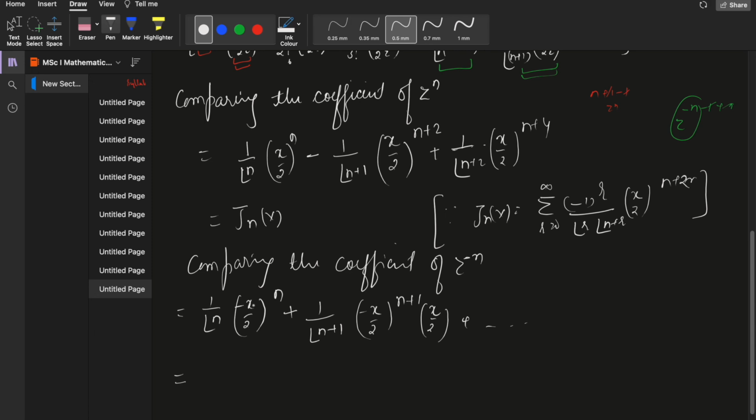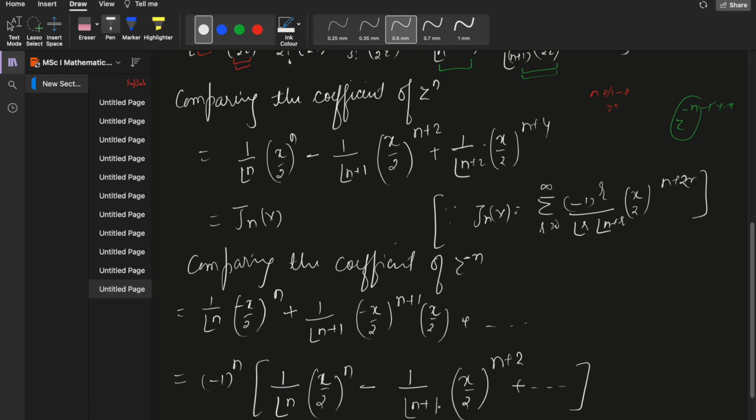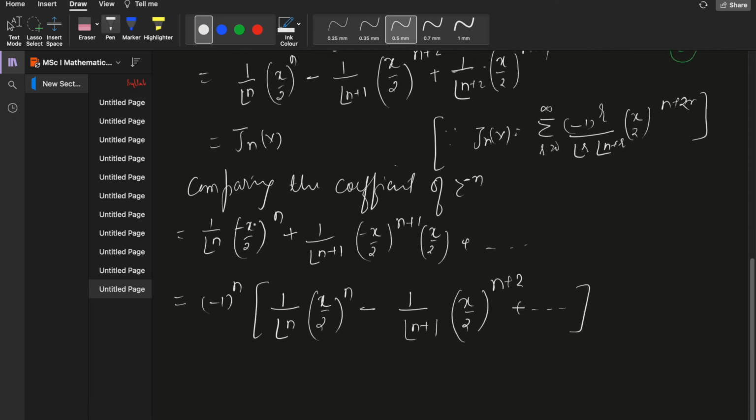If I take minus 1 to the power n common from all these terms, the remaining terms are 1 upon factorial n, x upon 2 to the power n, minus of 1 upon factorial n plus 1, x upon 2 to the power n plus 2, plus so on. So if I look closely, this series is our minus 1 to the power n times Jn.